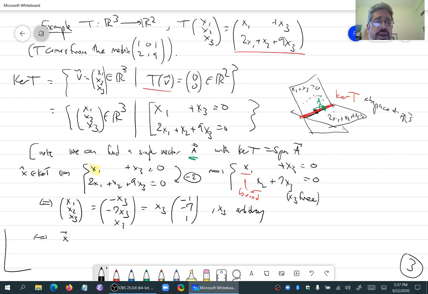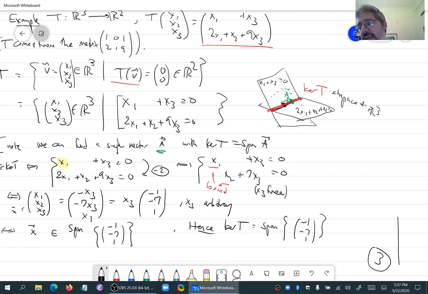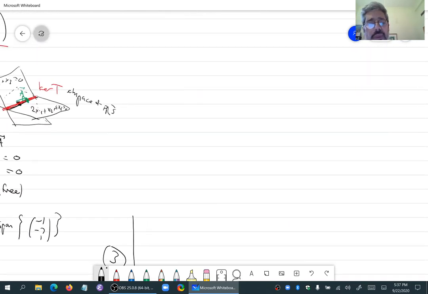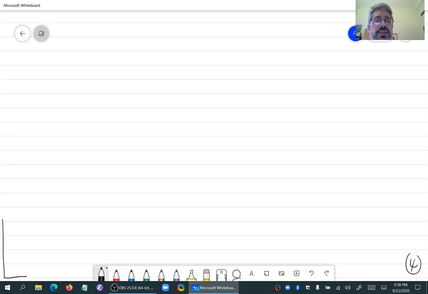So that's saying that the vector x is a multiple of the vector -1, -7, 1, and that's exactly a linear combination with that single vector. Hence the kernel of T is the span of -1, -7, 1, and multiples of this vector are the only elements in the kernel. So that's maybe even more obvious that that's a line. Okay, let me now go on. I still haven't done the image of this, so let's do that quickly.